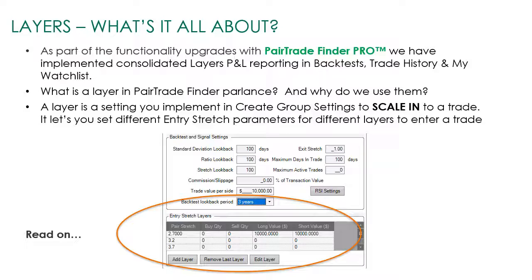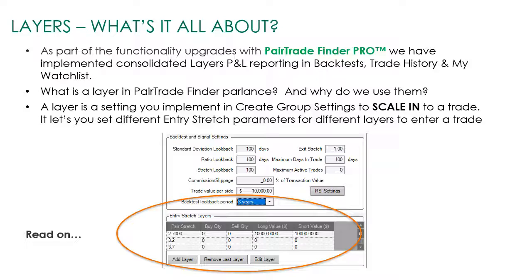The top 30 equities pairs signals, as they autoload to your PairTrade Finder Pro, generate entries at an entry stretch of 2.0 standard deviations of the ratio versus its 100-day moving average. Okay, and if you don't understand what that means, then you're going to have to go through our materials and just understand basic pair trading stuff. But let's assume that you get that.